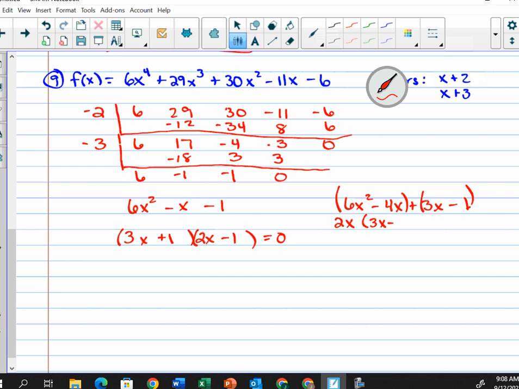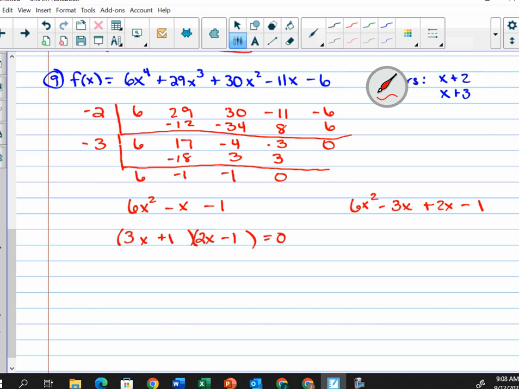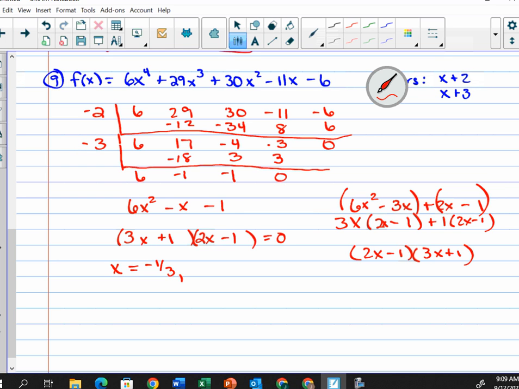Did I multiply? Oh, this should be a 2. I picked bad numbers, guys. I'll redo the grouping for you. How about -3x plus 2x? Clearly, I like guess and check better. You get the same factors. Guess and check, though. You can also do guess and check. Whatever way works for you, I do not care, as long as something works.